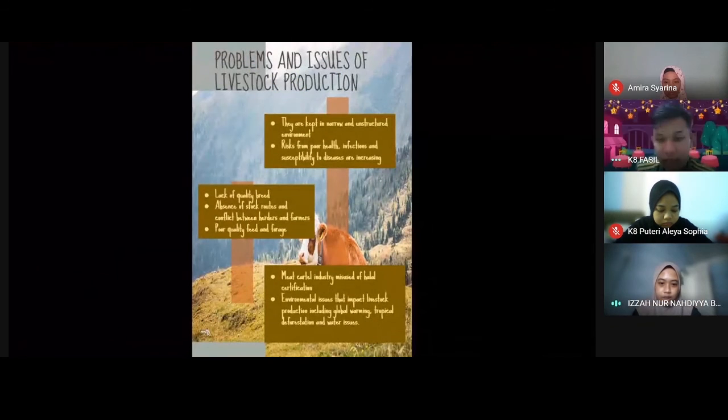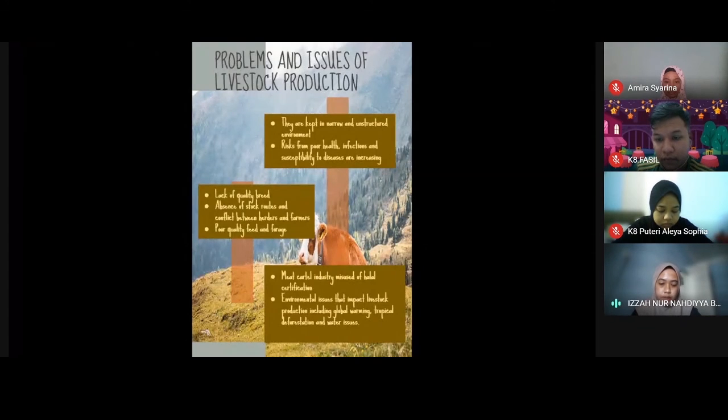Okay, now I will present the problems and issues of livestock production. So, the first problem is that all the livestock are kept in a narrow and unstructured environment, which prevents species-specific behavior. Therefore, this will lead to stress, restlessness, aggressiveness, and frustration.